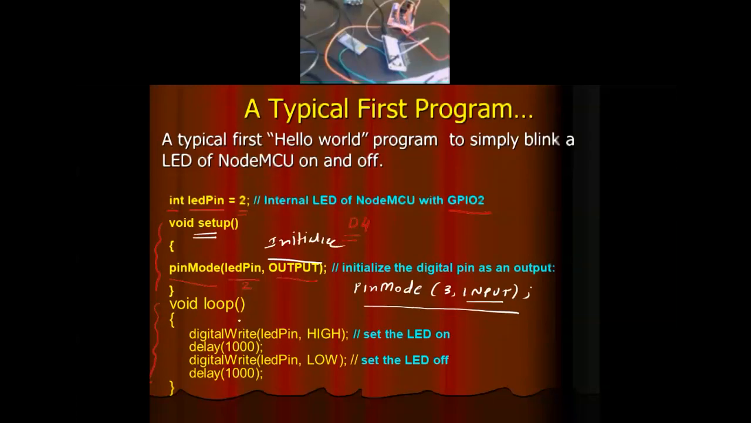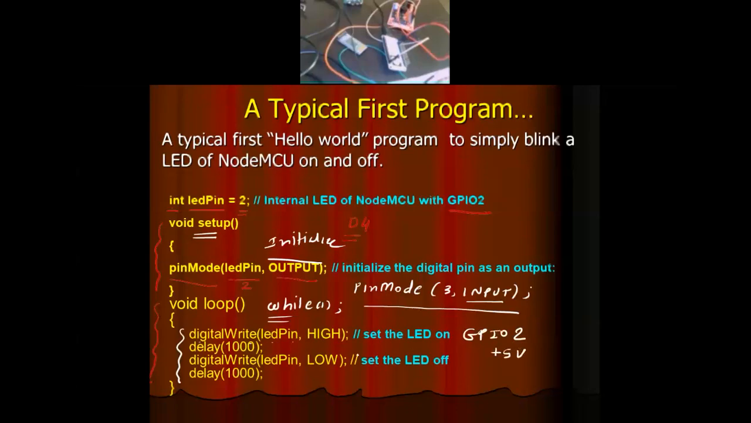Then loop is like the while(1) loop in C language, which will run continuously. Very simple: digitalWrite LED pin, comma, HIGH. So this LED pin will become high. That means our GPIO2, whatever device is connected there, will get the plus 5 volt supply.